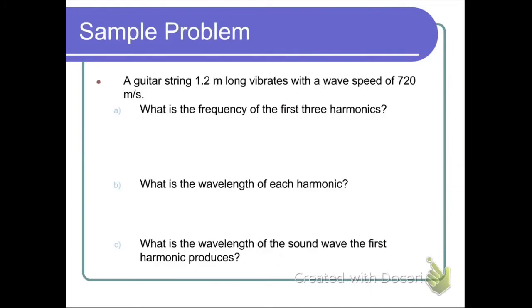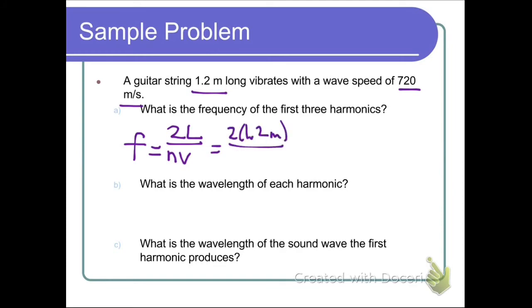So what is the frequency of the first three harmonics? So the frequency is going to be this 2L over NV formula. So L is 1.2 meters. Our V is 720 meters per second. So we would have 2 times 1.2 meters divided by, let's do the first harmonic first, so 1 multiplied by 720 meters per second. So this would be 2.4 divided by 720. And I'm going to have to apologize. This is what happens when you make these videos when you're tired.